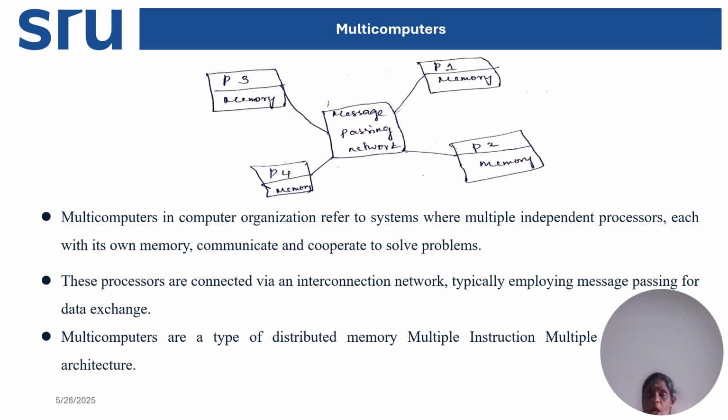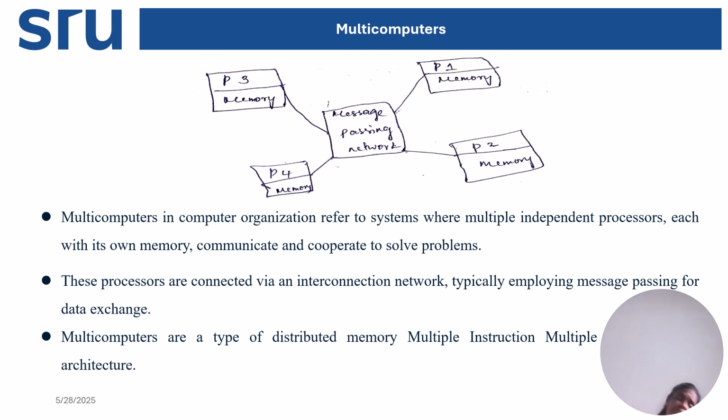So next one, multi-computer. Multi-processor means many processing elements, all controlled by the main CPU, the main processor. But a multi-computer means each computer will have its own processing element. Multi-computers in communication organization refer to systems where multiple independent processors, each with its own memory, communicate and cooperate to solve problems. These processors are connected via an interconnection network.